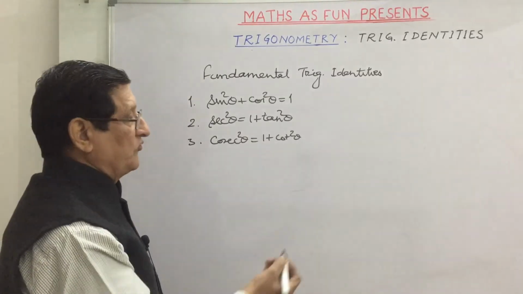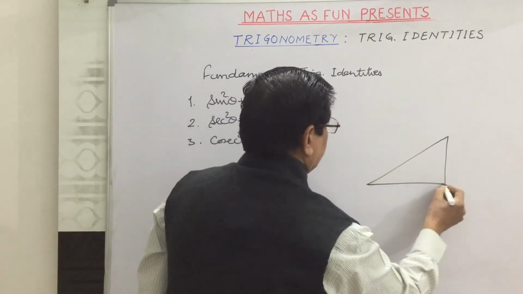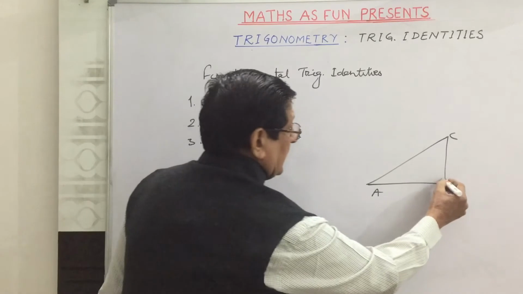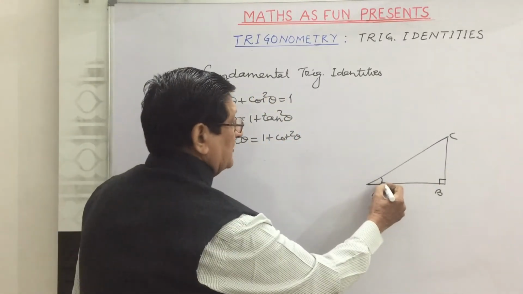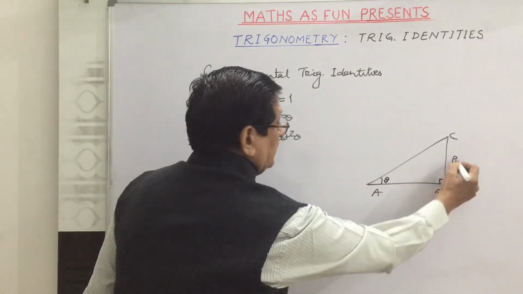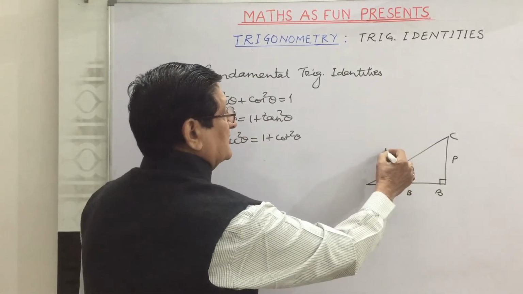Let's see the proof of them. Suppose we take one right angle triangle ABC, in which angle B is 90 degree, and this angle is suppose theta. Then we know for theta this is perpendicular, this is base, and for this particular triangle this is the hypotenuse.